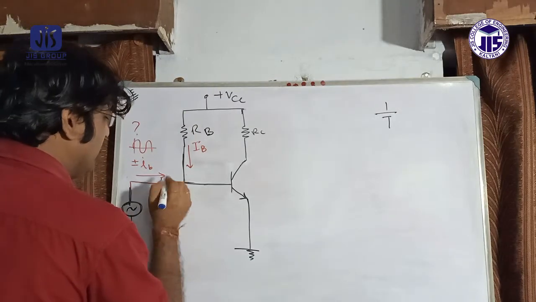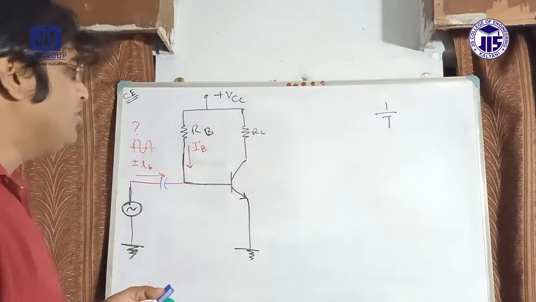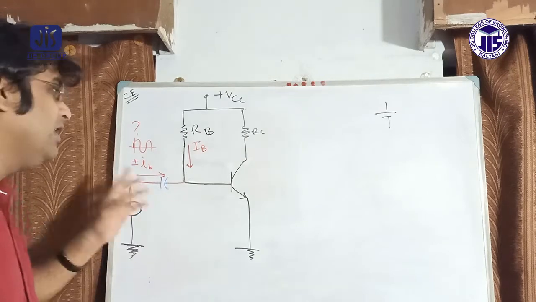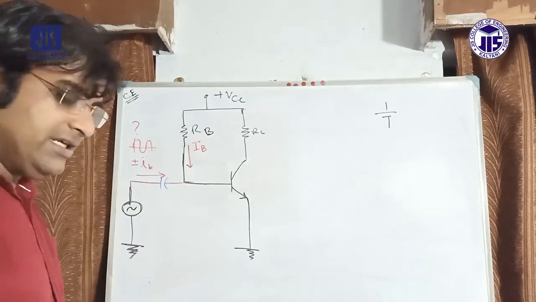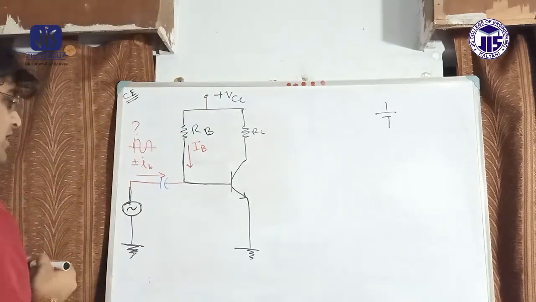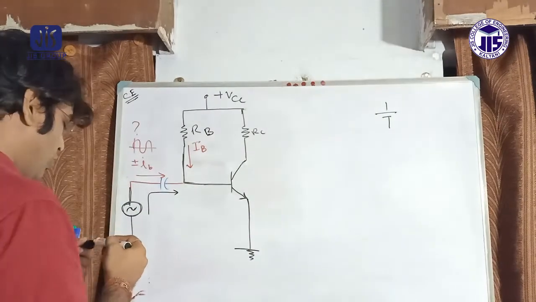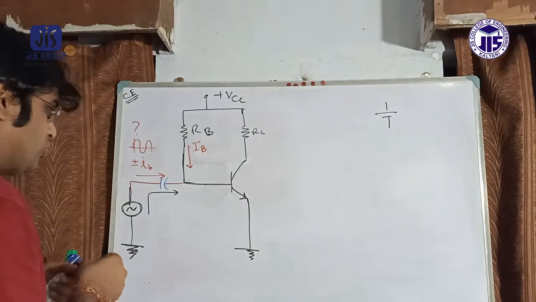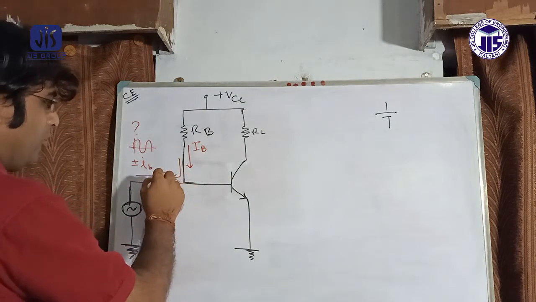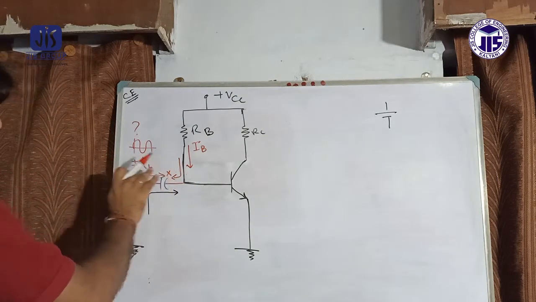So amplification happens. When IB is changing, IC changes hugely and we collect it from there, so amplification happens. We are going to analyze this particular circuit step by step, and we can understand it in the next video. Thank you very much.